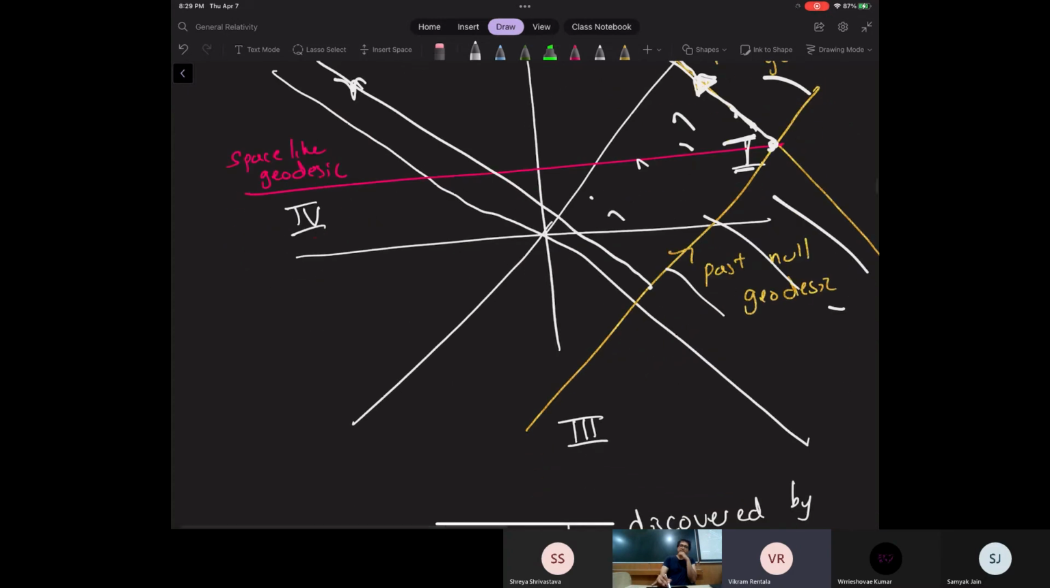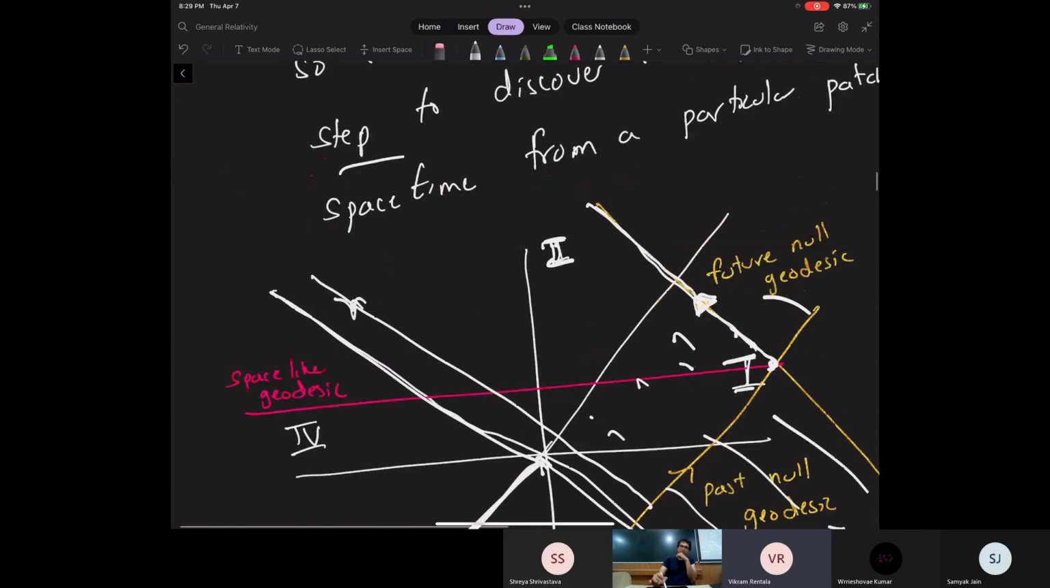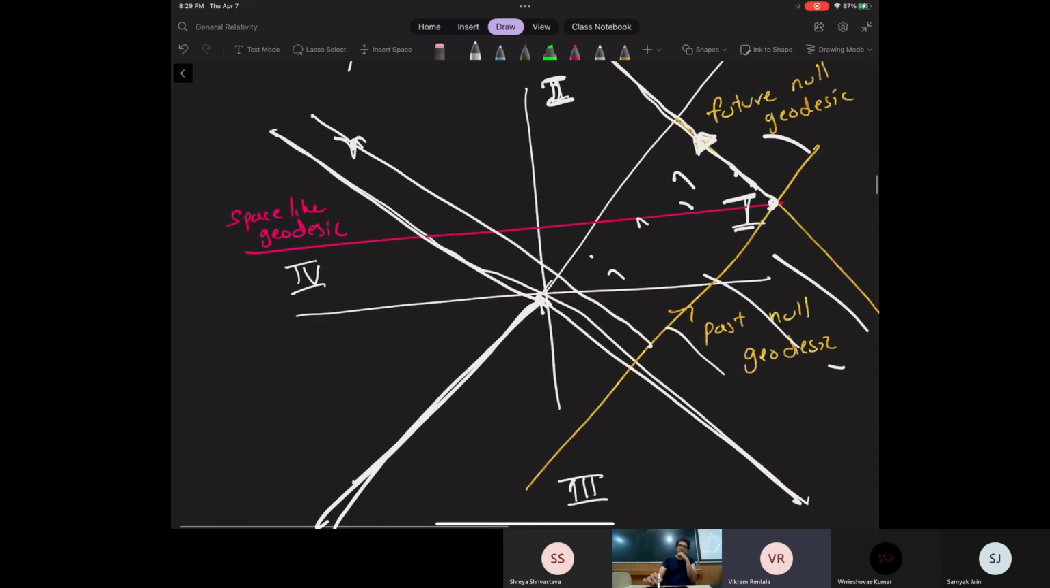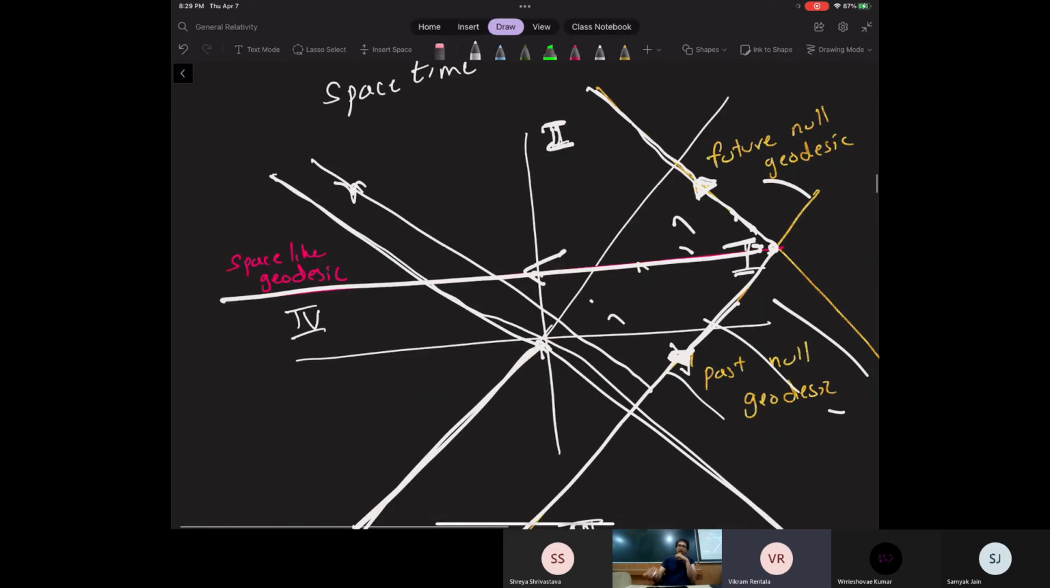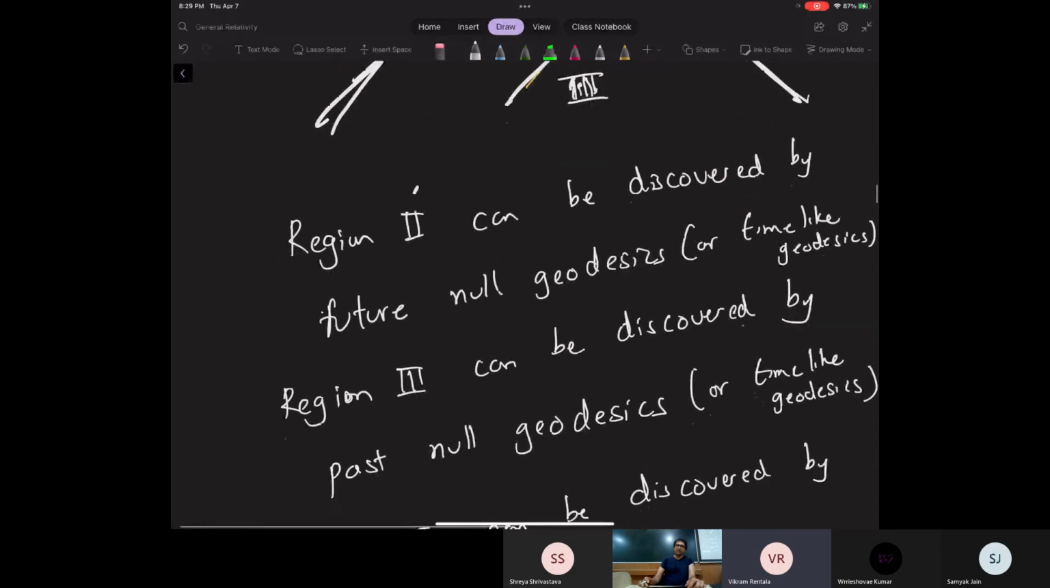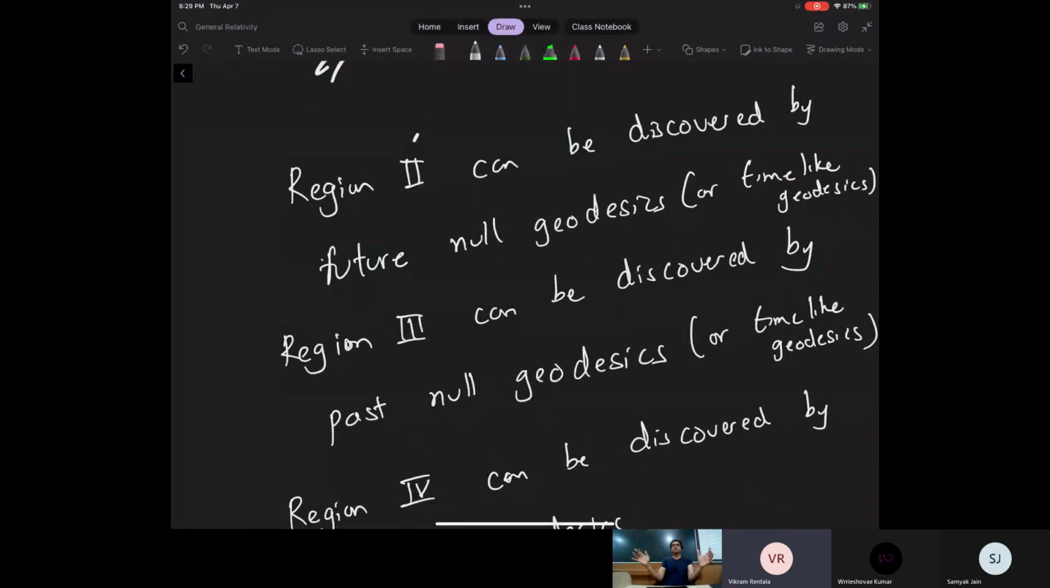Okay, but it will never take me to region 4 or region 3, which is in this region or this region. So a future null geodesic will take me into region 2. A space-like geodesic will just go this way, and it will take me into region 4. But if I want to discover region 3, then I also need something like these past null geodesics, which will take me into this region. So either following a null geodesic into the future or into the past, or following these space-like geodesics, I can now discover other regions of the space-time.